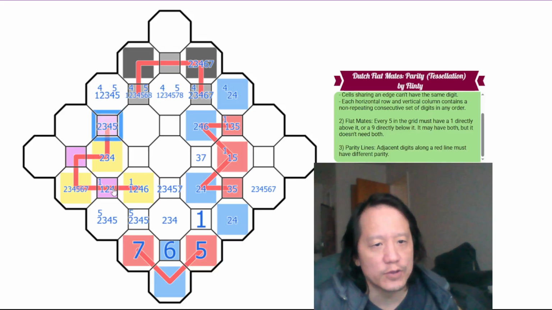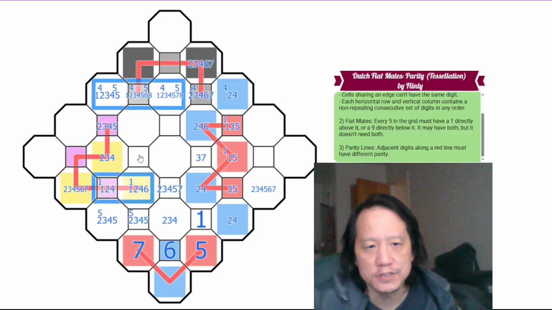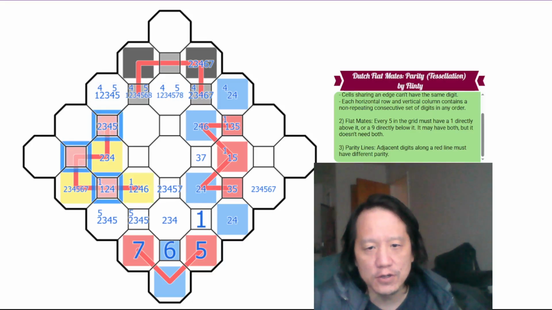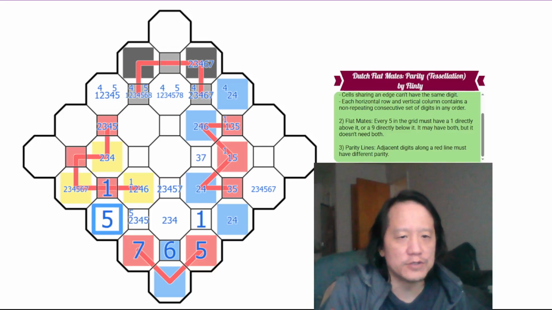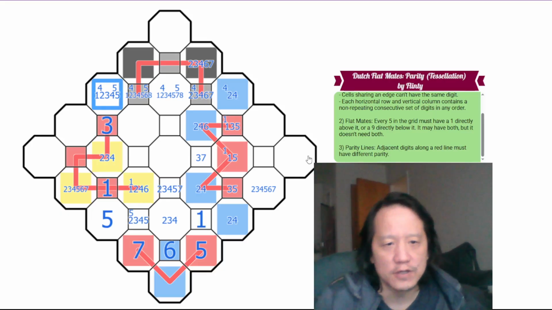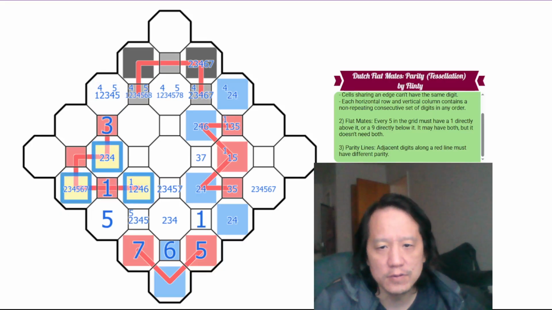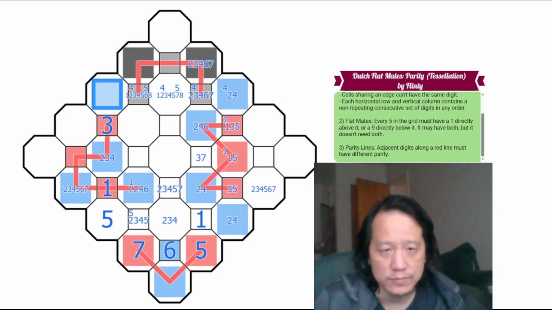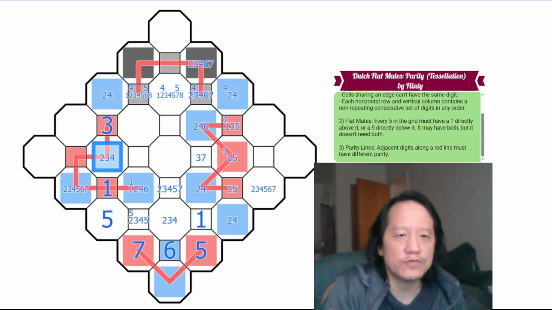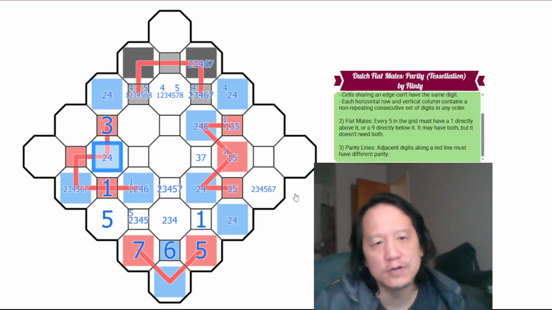So therefore, the pink must be odd digits. So these are all odd. So this is a 1 here. So this is 1, this is 5, and that's 3. And these must be even. Yellow must be even. So this is even also, and it has to be 2 or 4. So this is 2 or 4, this is 2 or 4.